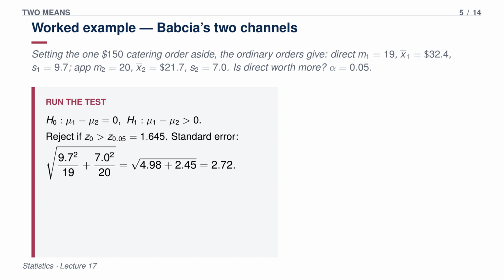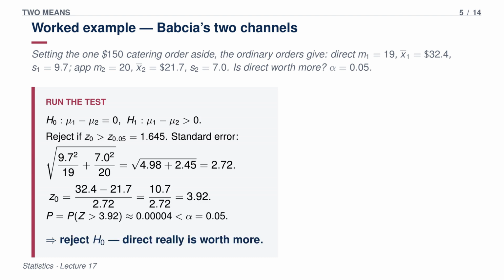First, the standard error. 9.7 squared over 19 plus 7 squared over 20. Take the root and you get 2.72. Now z-naught. The observed gap is $10.7 over 2.72. That's 3.92. And 3.92 isn't just past 1.645, it's miles past.